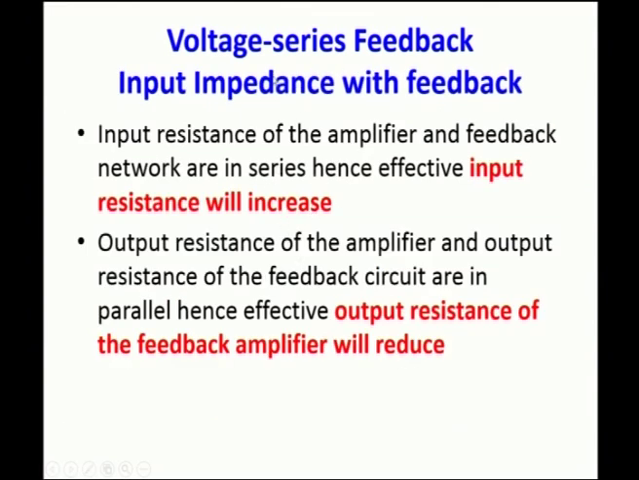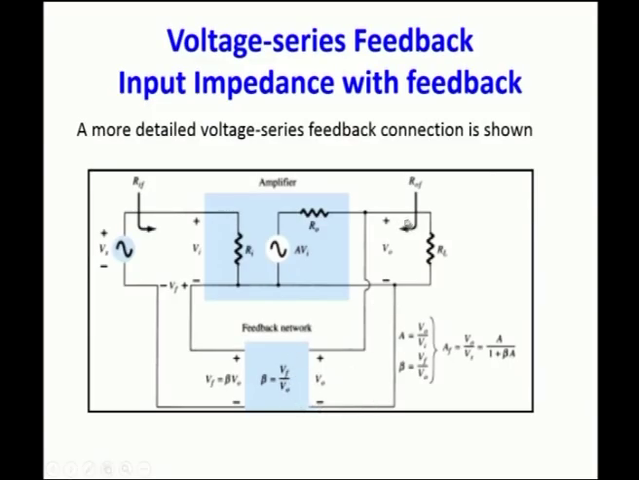So, the gain with feedback is the amplifier gain reduced by the factor 1 plus beta A. And for voltage series feedback, the input resistances of the amplifier and the feedback network are in series, hence the effective input resistance will increase. Series feedback means the output of the feedback network has to be connected in series with the input voltage, so the input impedance will increase. You are taking the output voltage, so when you calculate the output impedance, if you take voltage, it has to be parallel. If you have a parallel combination of resistances, then the output impedance will be reduced.